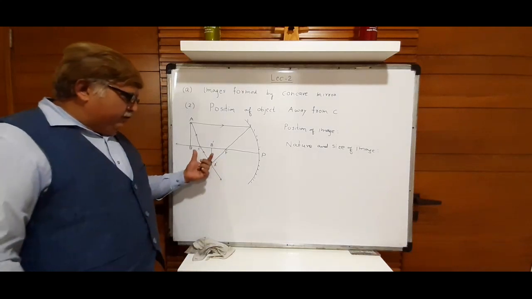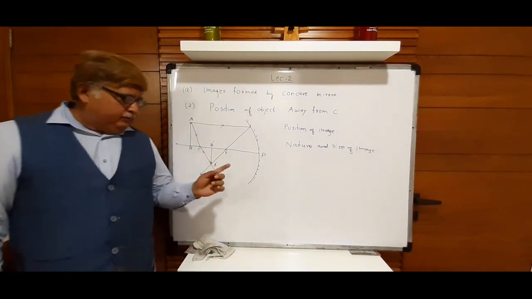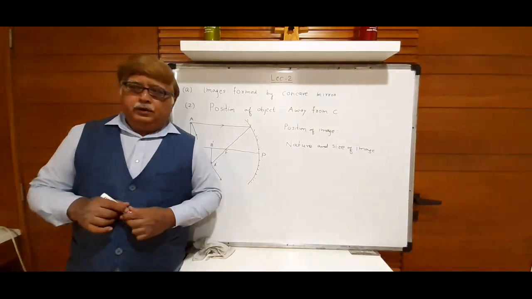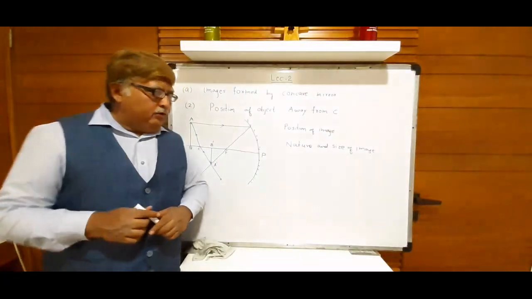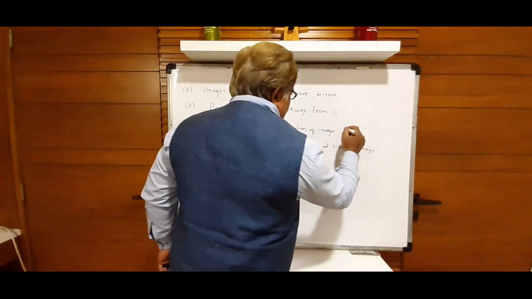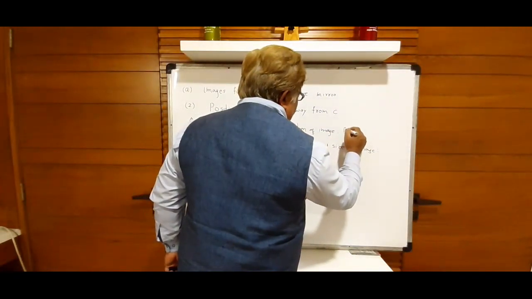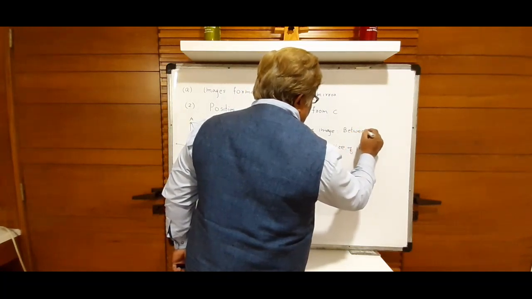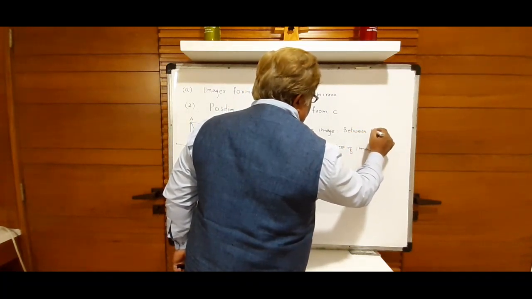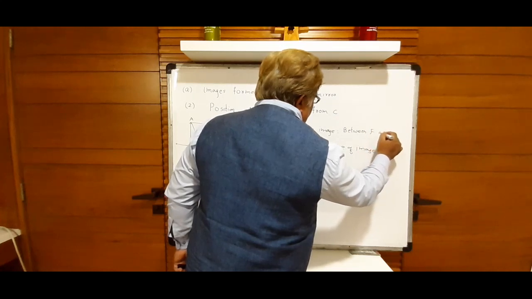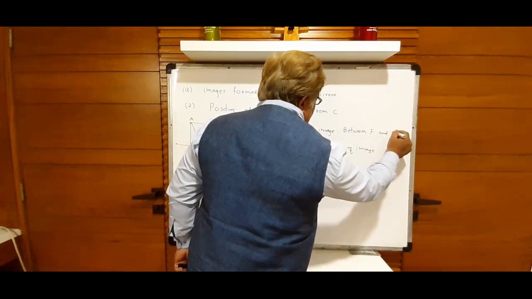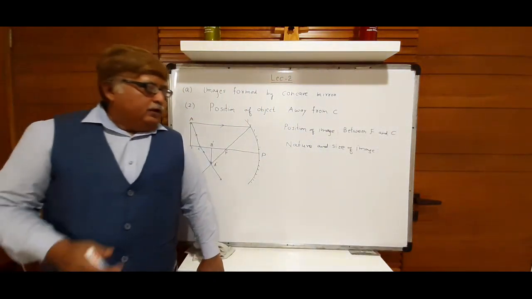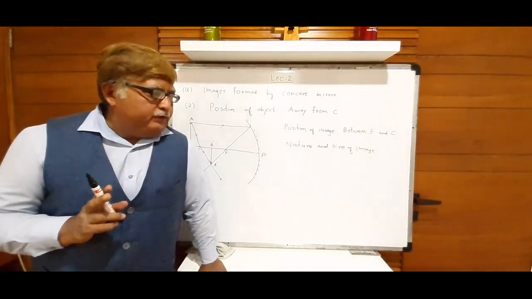So where is the image obtained? Between F and C, means between focus and center of curvature. So in position of image, what you can write? You can write in word also, or you can write this way also, between F and C. In word you can write between principal focus and center of curvature.